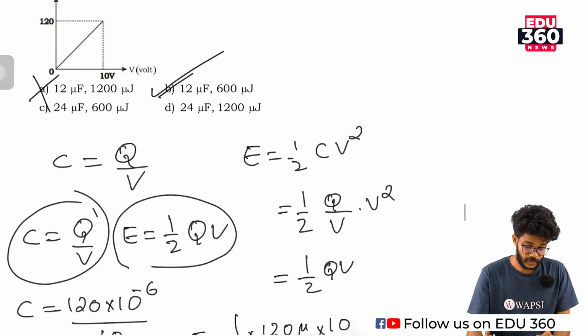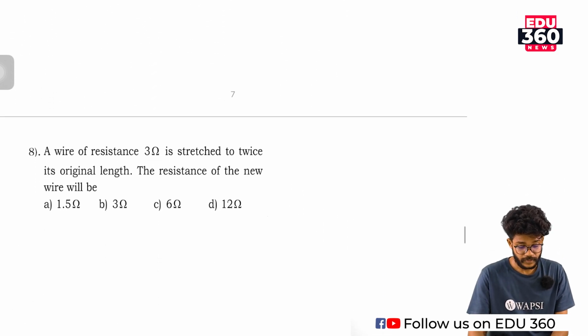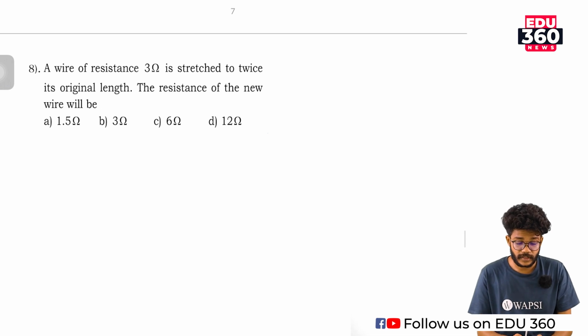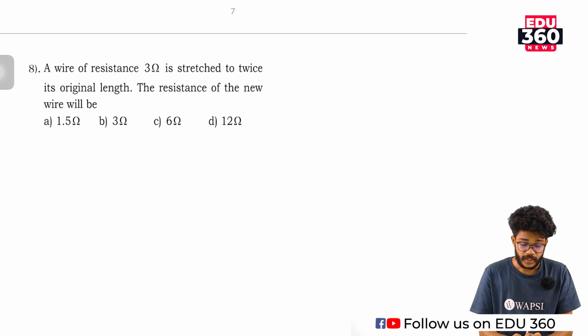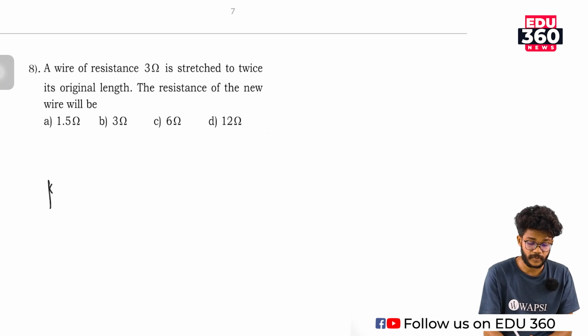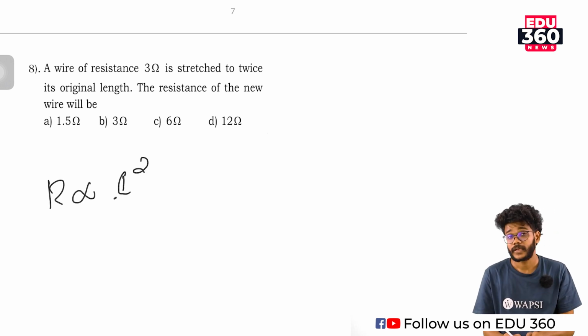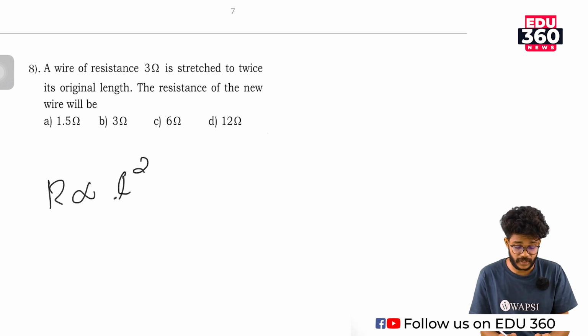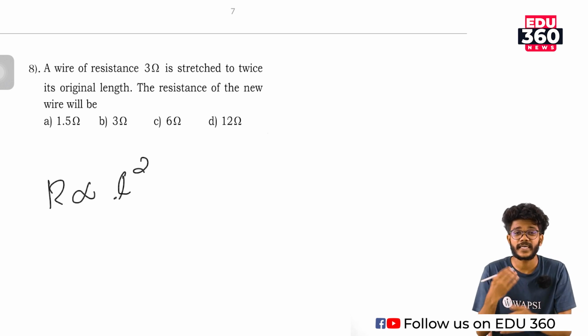So we can move to the 8th question. A wire of resistance 3 ohm is stretched to twice its original length. We need the resistance of the new wire. We know that R is proportional to L square when we are doing gentle stretching. I already told you how to derive that R is proportional to L square. Now we only have to substitute the values. L is getting doubled.